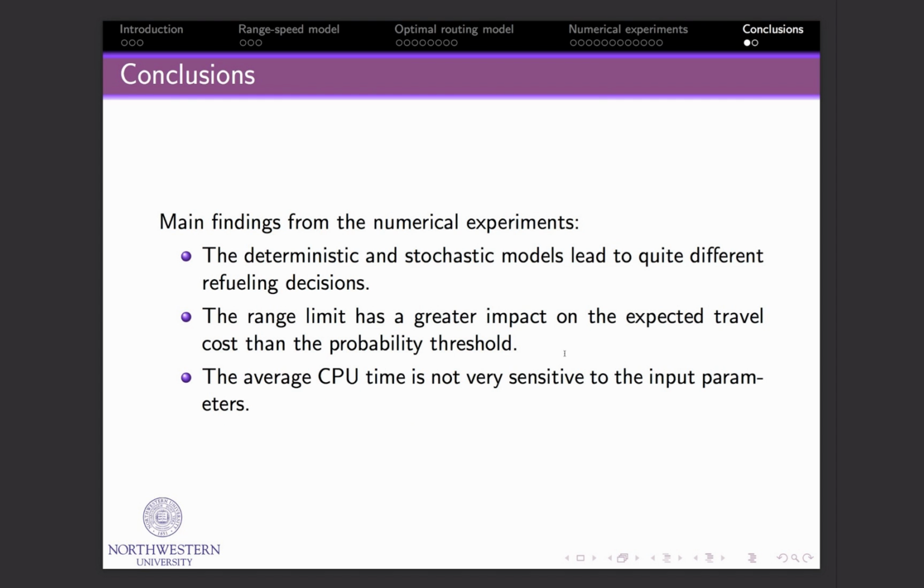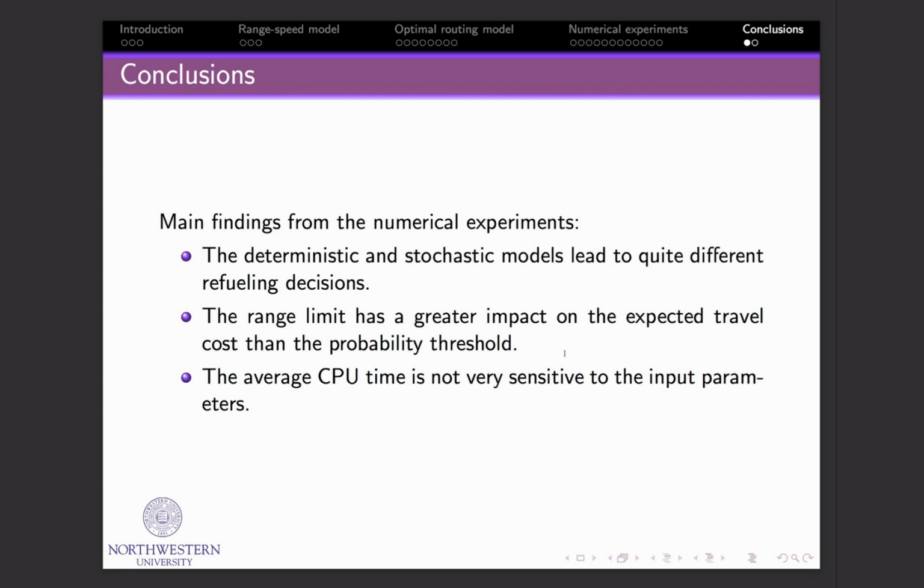So to summarize, the computational performance of the proposed algorithm does not seem to be very sensitive to the input parameters tested in this experiment. Importantly, the average size of the dominated labels does not seem to increase exponentially with these parameters, although in theory, they could.